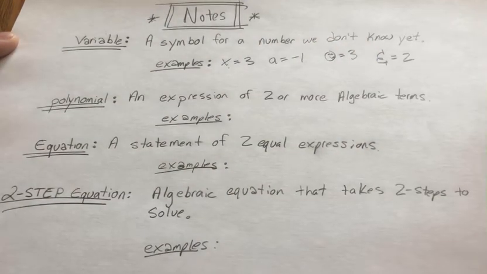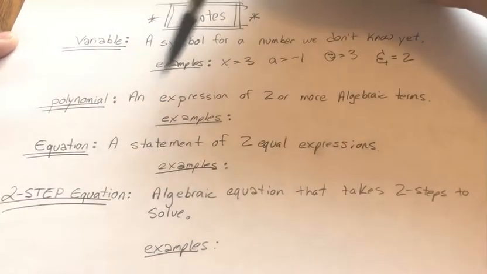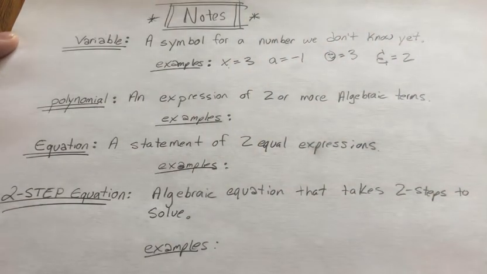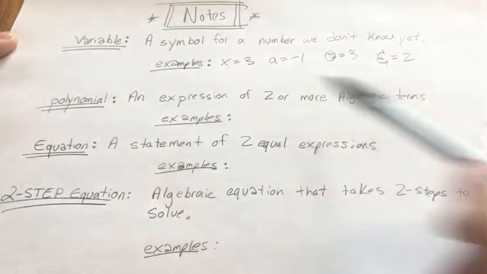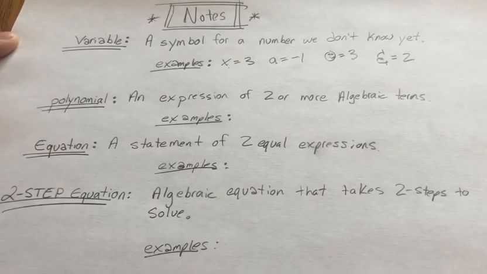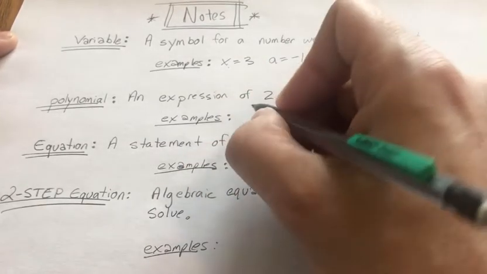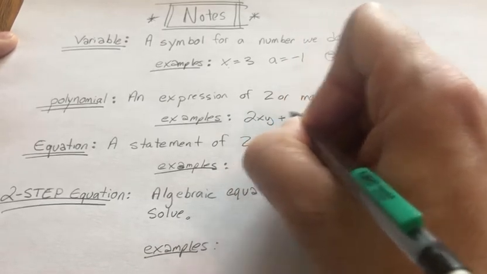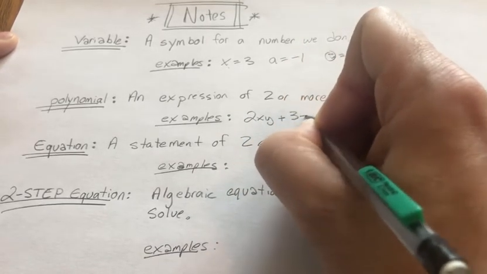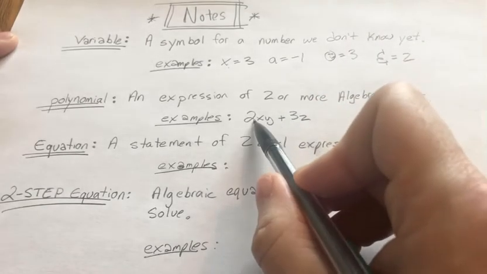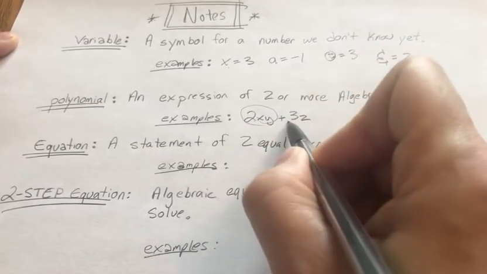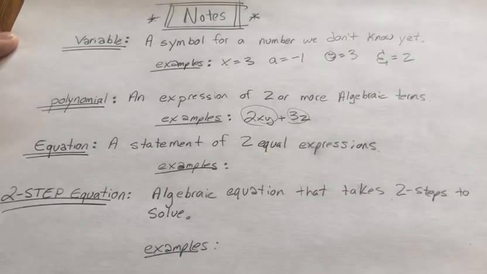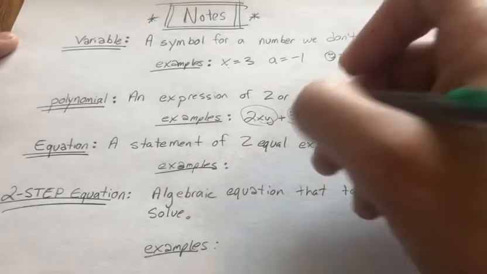When we're solving algebra, an expression of two or more algebraic terms. And remember, an expression doesn't have an equal sign. Examples of a polynomial would be 2xy plus 3z. Here is one term. Here is another term. And polynomial means together, an expression of two or more together.